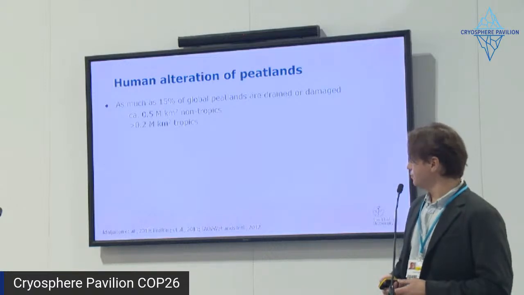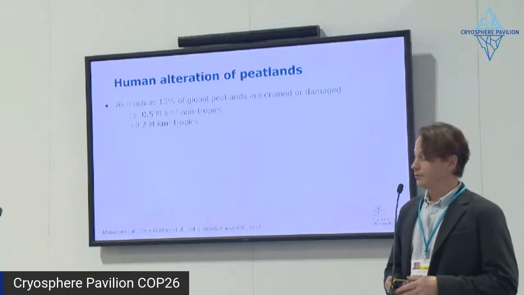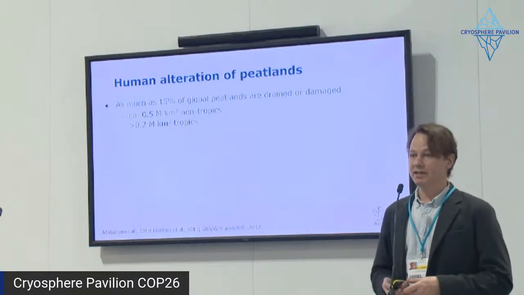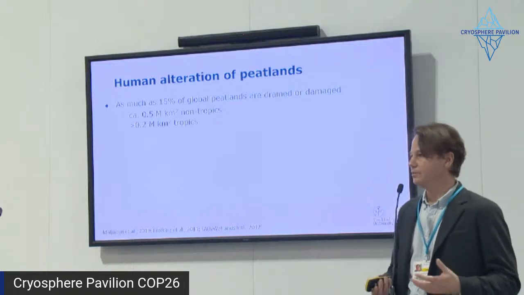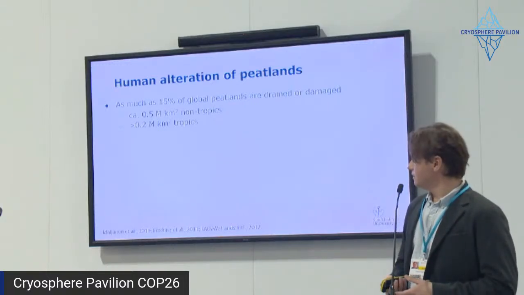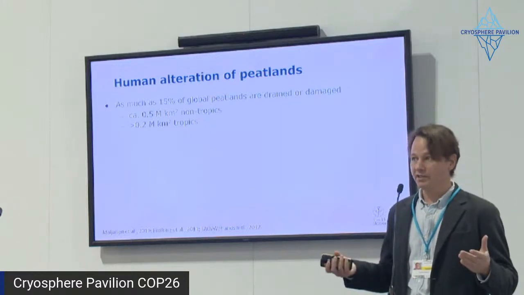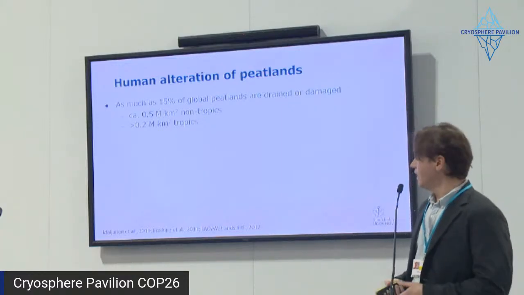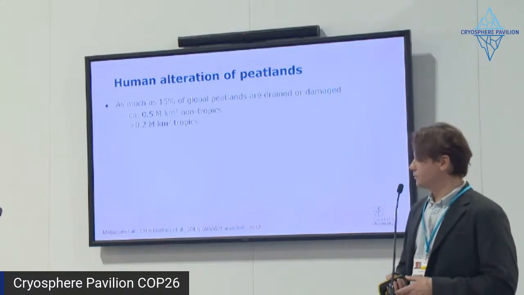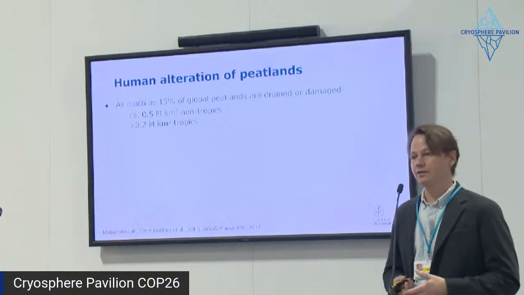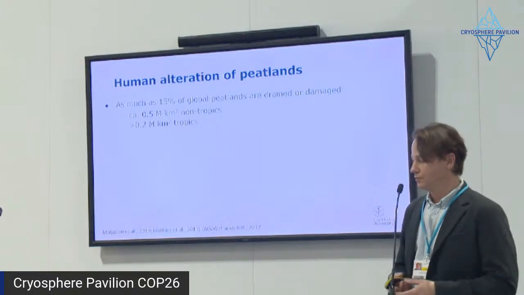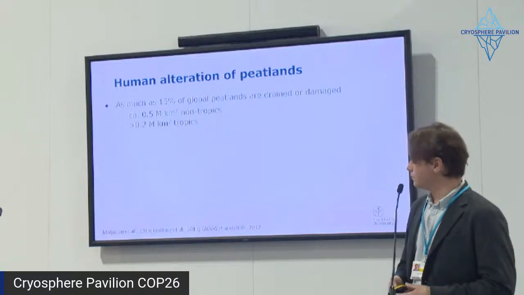As much as 15% of global peatlands, this is global now, not northern, are drained or damaged by direct human intervention. So the water level has been drained or the surface has been damaged in some way; they are hydrologically damaged. This amounts to roughly 500,000 square kilometers in the non-tropics, so that's northern and southern peatlands, and more than 0.2 million square kilometers in the tropics. Tropical peatlands and northern peatlands are very different in their dynamics and how much greenhouse gas emissions you get from them after disturbances, of course. So they're usually divided and treated separately.